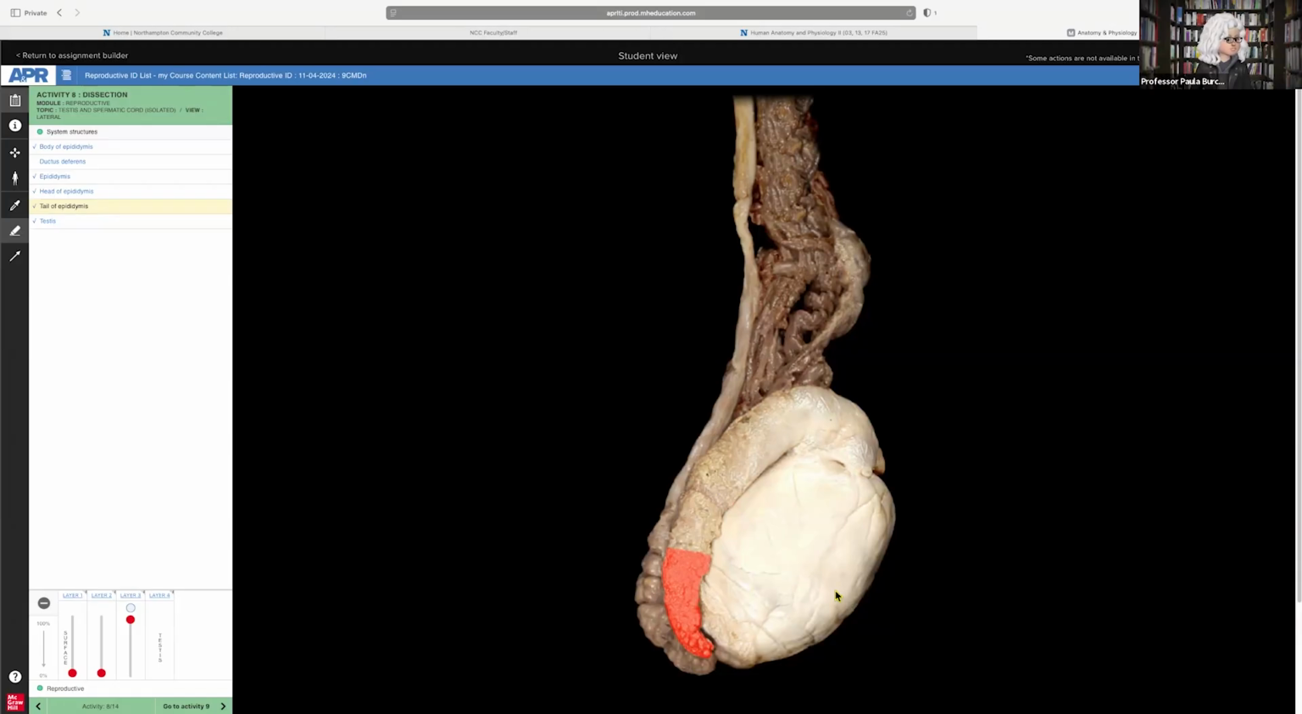So they're produced in the testis, and then go to the epididymis, continue their maturation, and are stored in the tail until ejaculation, at which point they will go into the ductus deferens.